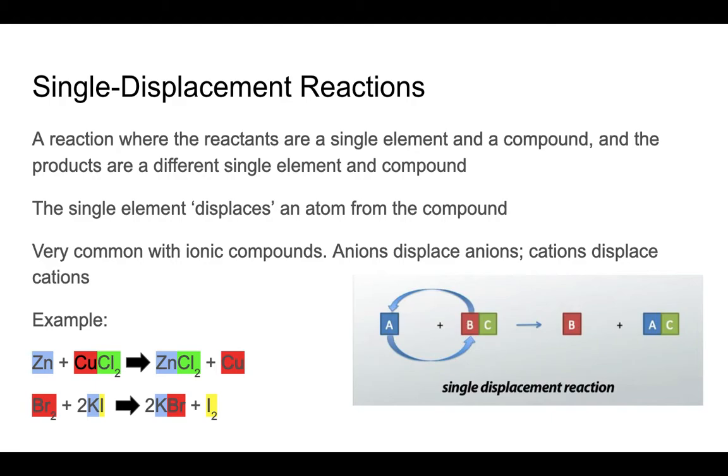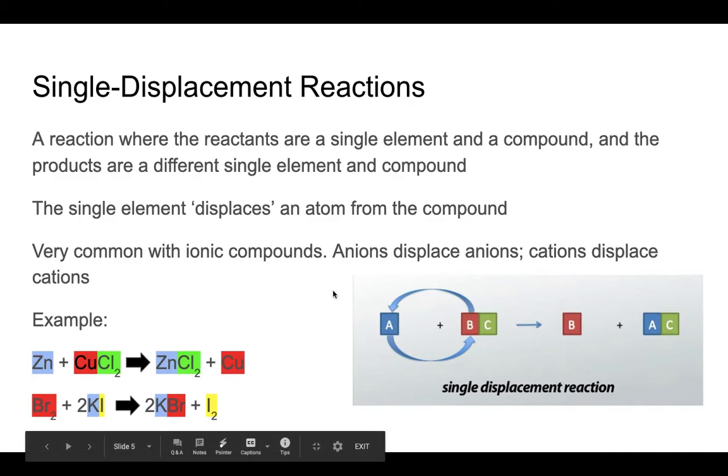Next up is a single displacement reaction. This is the second to last one we're going to go through. A single displacement reaction is a reaction where the reactants are a single element and a compound, and the products are a different single element and compound. So that single element, a reactant, displaces an atom from the compound. It moves it out of the way and bonds with the atom that it was previously bonded with. It's very common with ionic compounds because ions can slide in, and our cations and anions bond in similar ways.